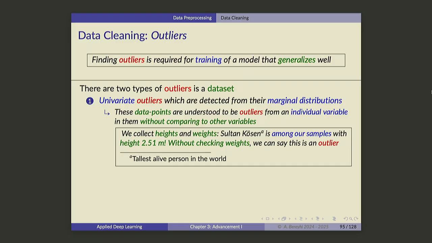So it's weight, height, age, education, birth date, many things, right? But if you just look at one particular entry inside this data sample, maybe you find out that that data sample is an outlier. For example, I have given this example, Sultan Kosen, I guess. At least up to the last 2 years ago, he was the tallest living person on Earth. His height is 2.51 meters.